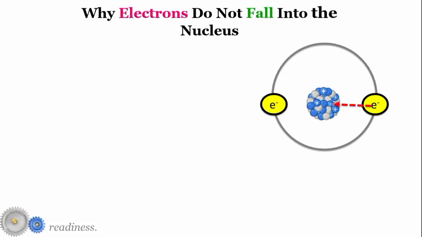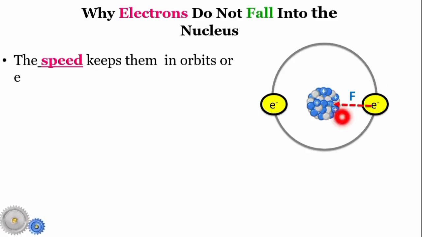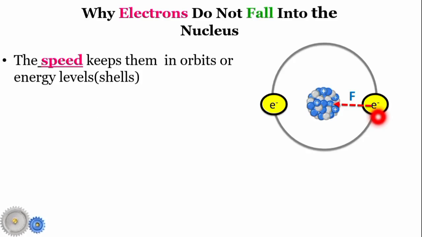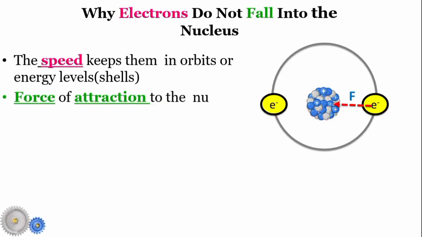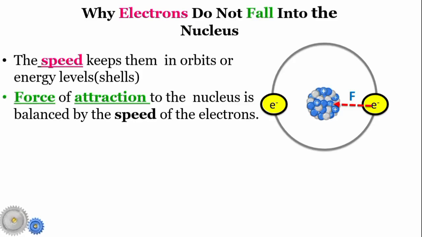So we have learned that the reason why an electron is not falling onto the nucleus is because speed keeps this electron in orbits or energy levels or shells. Then the force of attraction to the nucleus is balanced by the same speed of the electrons.